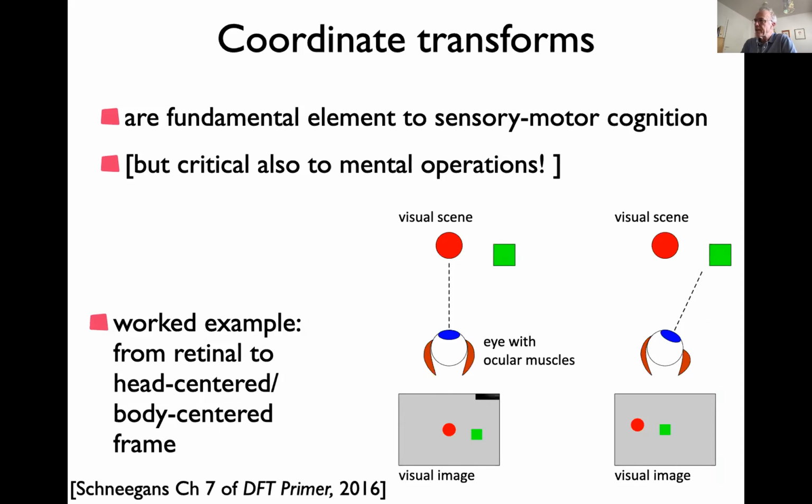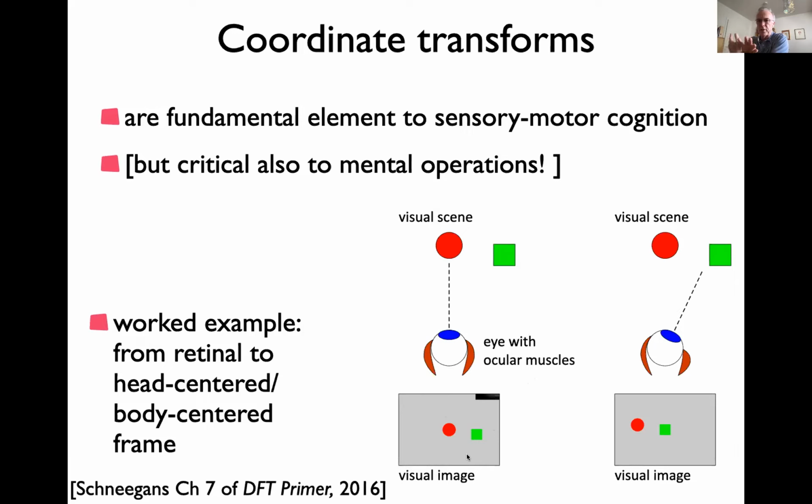So I'll illustrate the idea around the classical retinal to, classically it's considered as retina to head-centered, but I'll talk about retinal to body-centered, because it turns out that head and eye movements are very coupled, and so it's more complicated to disentangle them. So here's an eye. This is from Sebastian Schneegans' chapter in the book. An eye looking at this visual scene, and so on your retina you would have that kind of image.